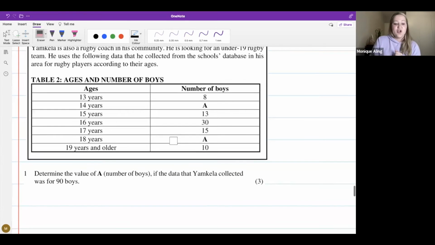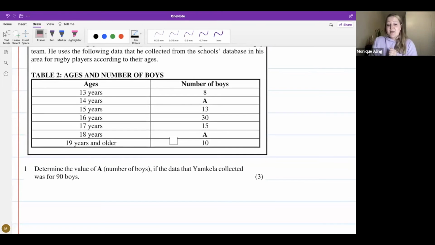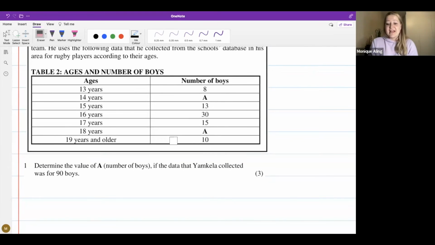Question 1 says, determine the value of A, which is the number of boys, if the data that Yamkela collected was for 90 boys. So they're asking us to work out what is A, and we can see A twice here. And the only clue they've given us is that the total equals 90. So if I had to add up all those numbers, I should get 90 at the bottom here. Does anyone have a clue of what we would have to do here? How could I work out A?